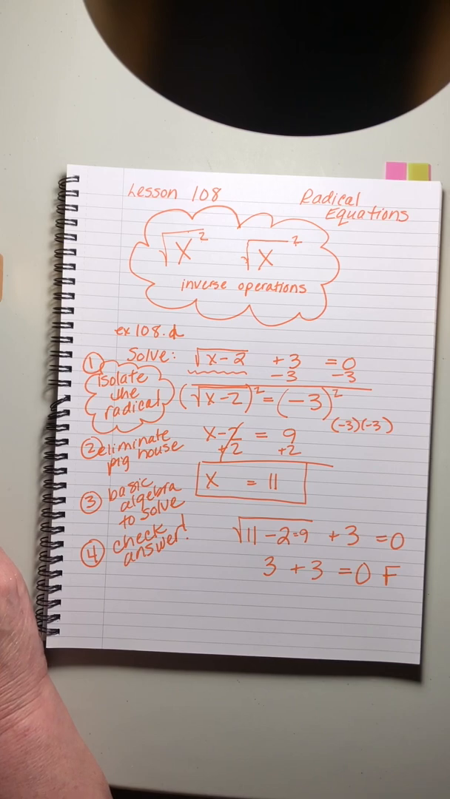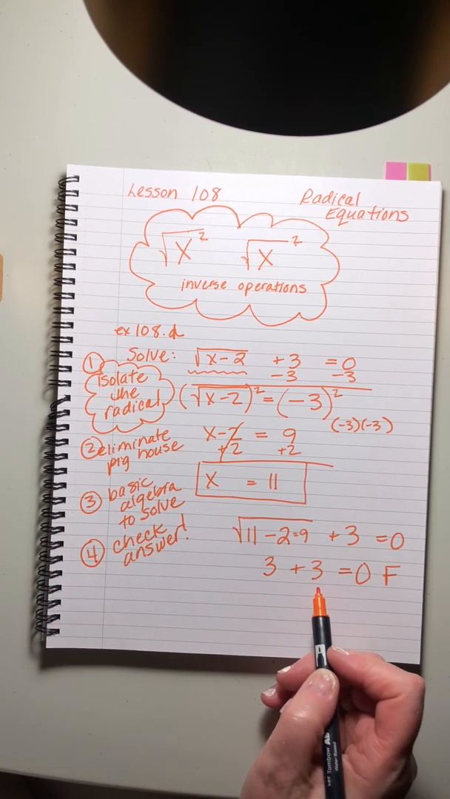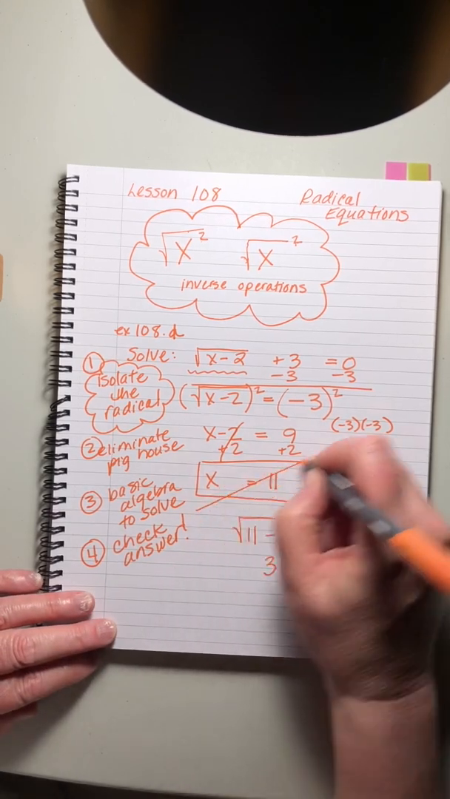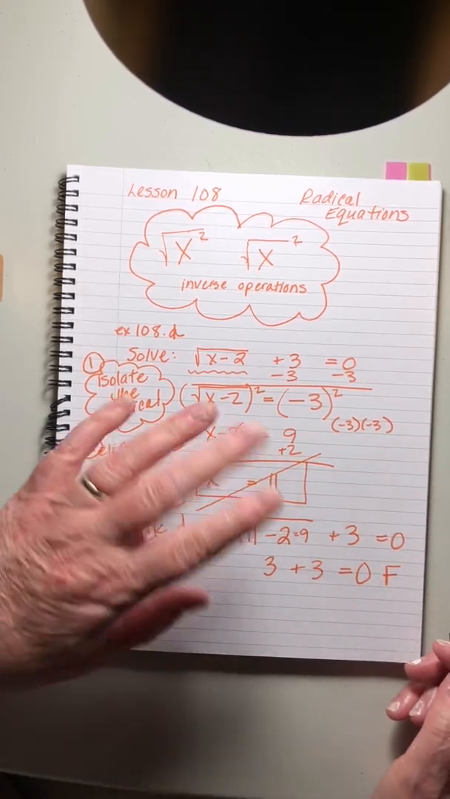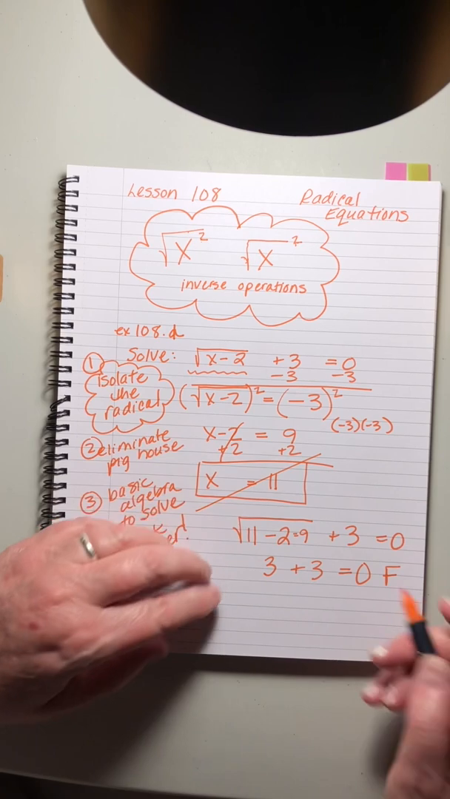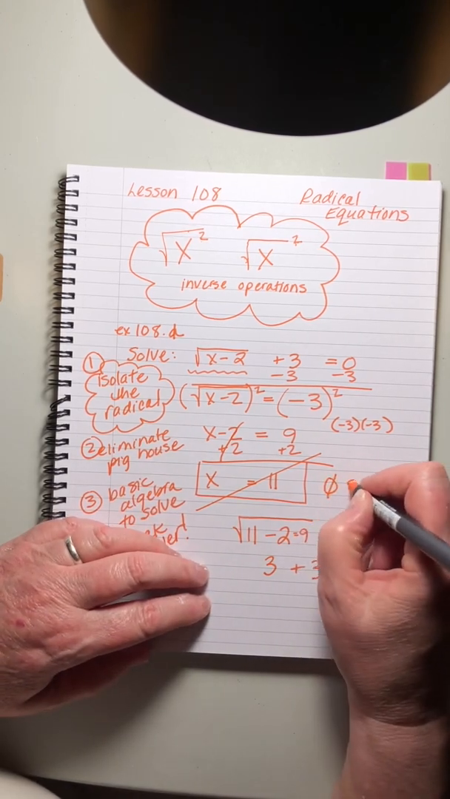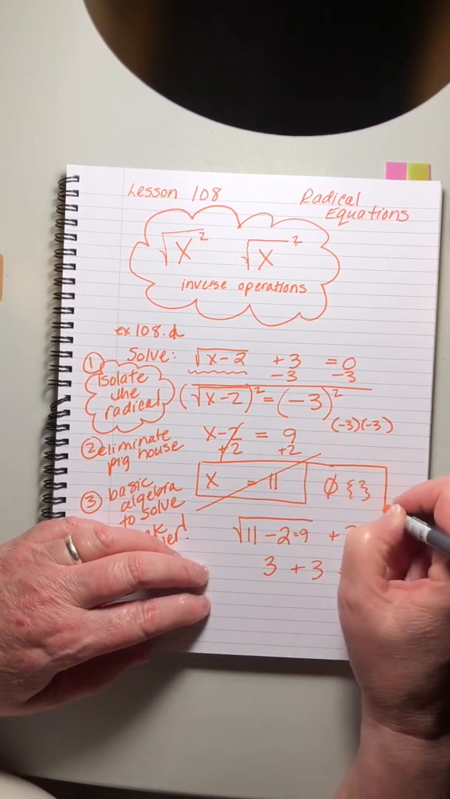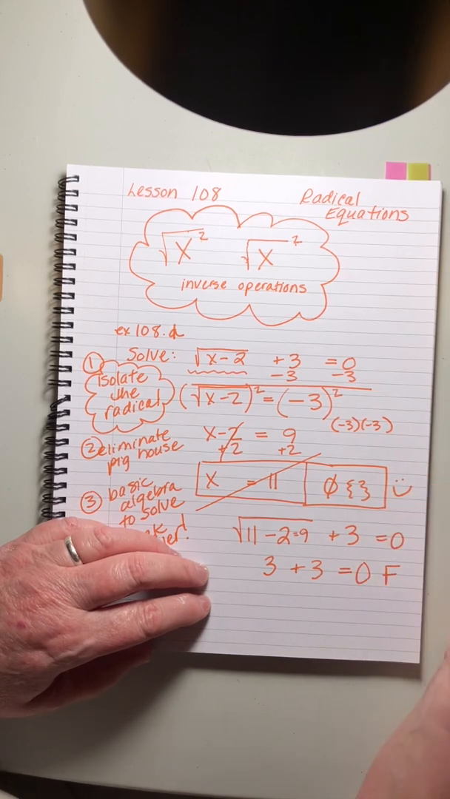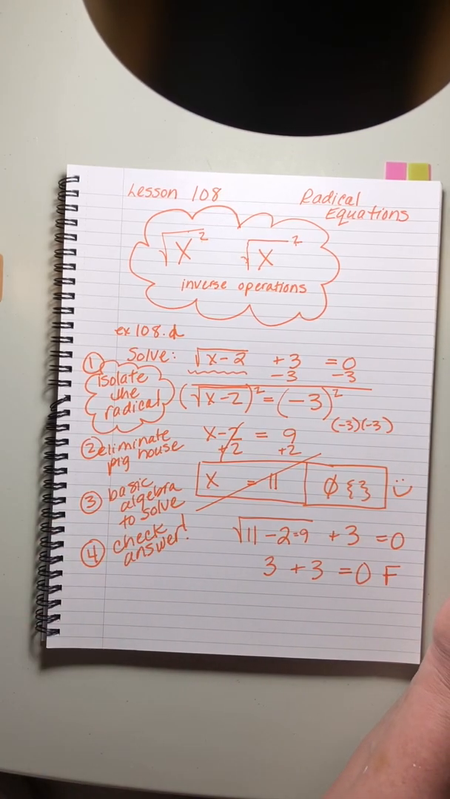So, this answer, we cross it off. We do not erase it. We cross it off and we say empty set or null set. That is our true solution. Make sense?